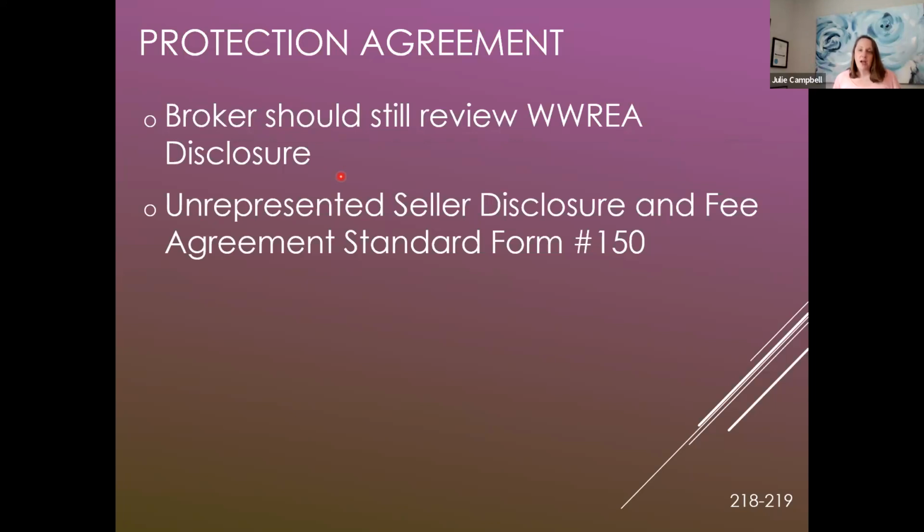So if the FSBO does pay you, my loyalty is still to my buyer. If the FSBO does agree to pay you, the form you're looking for is called Unrepresented Seller Disclosure and Fee Agreement, which is our NCAR standard form number 150. And this is what's going to protect our commission. It's not creating agency. It's not trying to create that relationship. We're securing payment from the unrepresented seller.